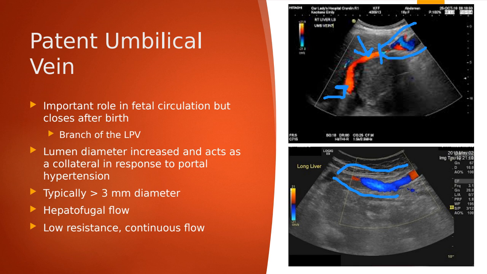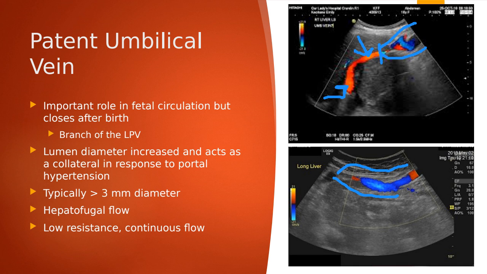It's going to kind of look like a superficial varicose vein when we do legs, greater than 3 millimeters in diameter. It's usually going to be hepatofugal flow. It's pulling blood away from that liver. Low resistance continuous flow. So this is abnormal. We don't want to see a recanalized umbilical vein.